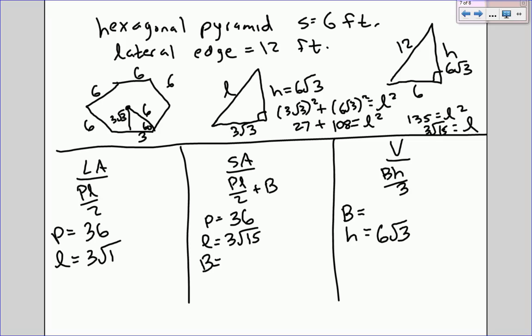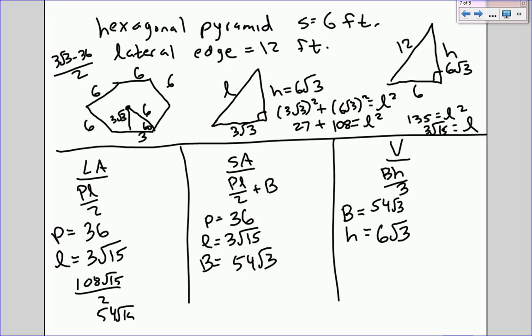So yes, it took a lot of work to get there. And yes, we had to use both the triangles. You want to figure out which triangle you know at least 2 parts for. Now the area of the base, we can simply plug in apothem times perimeter over 2, which is 54 square root 3. And we've now solved for all of our variables, and we just have to finish off the problem. So 36 times 3, 108 root 15 over 2, gives you 54 root 15 feet squared. So PL over 2 plus big B: 54 root 15 plus 54 root 3. Well, those don't combine, so that's feet squared.